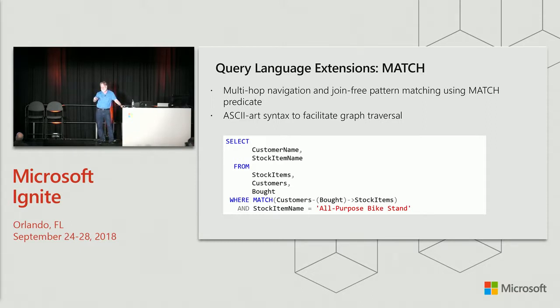So this is where match customers that bought stock items. Here you're going to get the customer name and the stock item name. So for each customer, you're going to see all the items that that customer bought. And where the stock item name equals all-purpose bike stand. So in this instance, you're filtering that down to all the customers that purchased an all-purpose bike stand. Does that make sense?